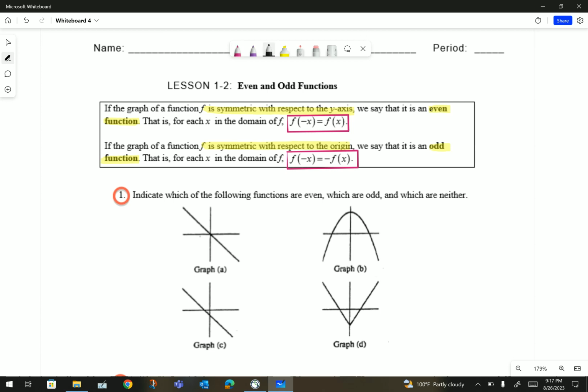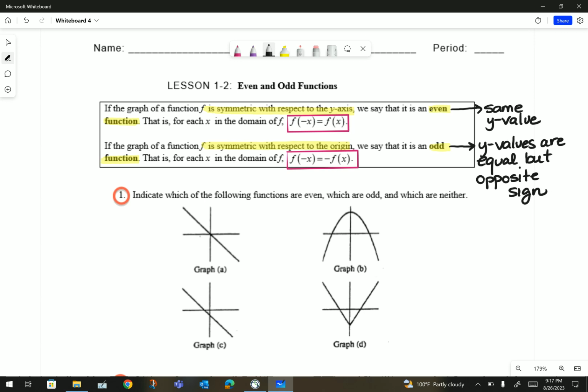So we can remember even as having the same y value. You can make a note here for yourself: same y value. For odd, the y values are equal but opposite in sign, okay? That's the easiest way to remember this function notation.